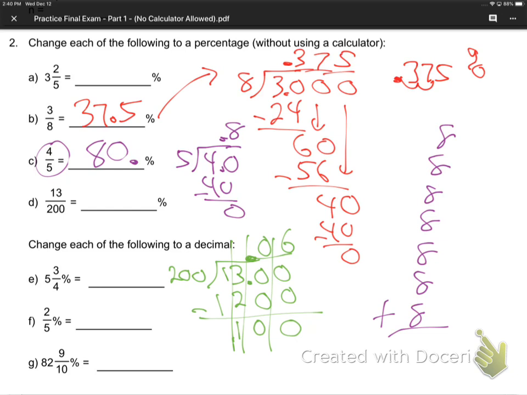Now, 200 doesn't go into 100. What am I going to do? Add a 0. Right, bring it down. So 200 goes into 1,000 5 times, huh? 0, 0, 10. Perfect. 0.065. So this is 0.065. But the percentage, 2 places, 6.5%. Does that make sense? Feel like you could do those okay? Just long divide and move it 2 places.